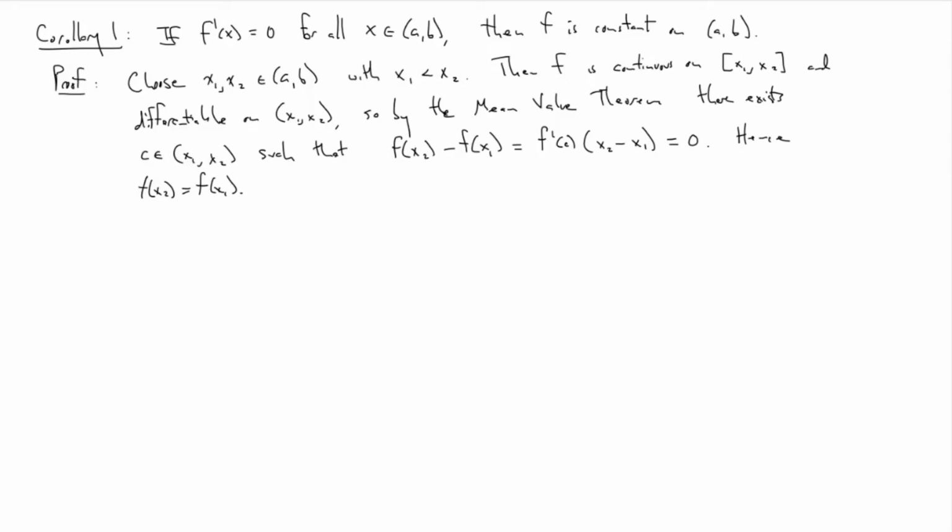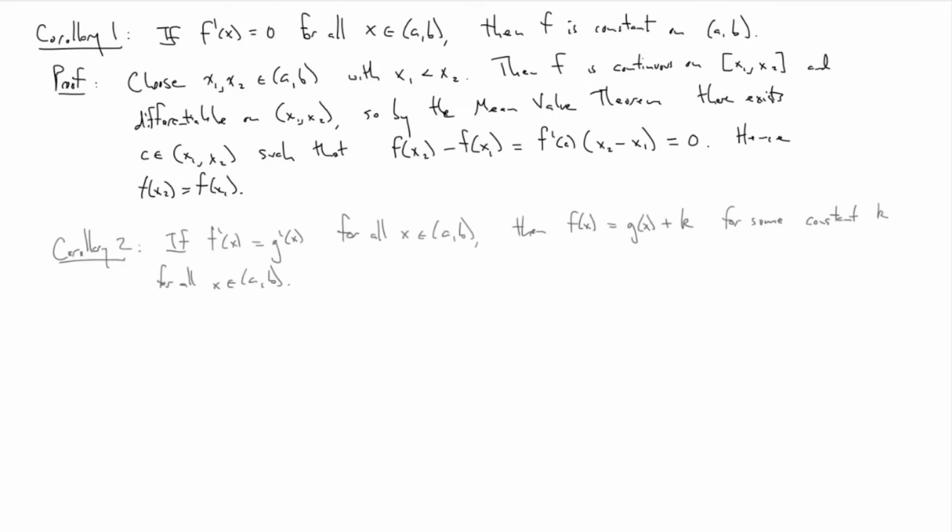And so, in other words, we picked two arbitrary points between a and b and found that the function has to have the same value at both of them. And so that means it has the same value at any 2 points between a and b. It's a constant function on the entire interval. Here's the second corollary.